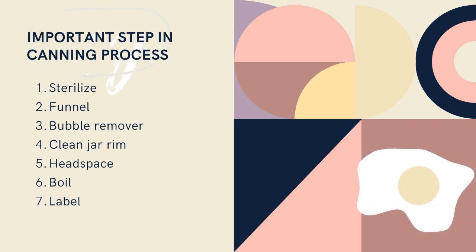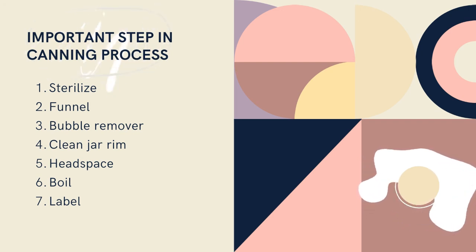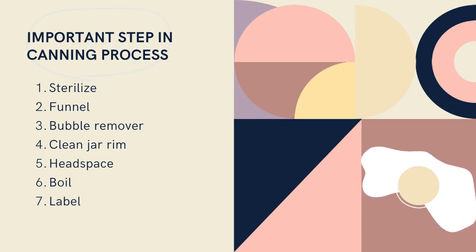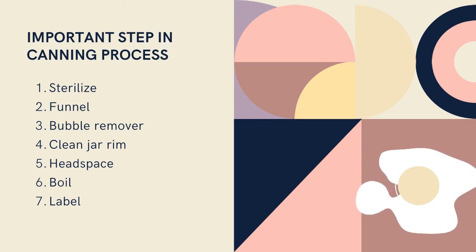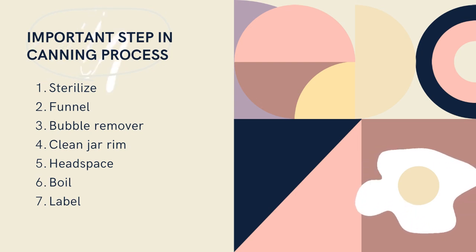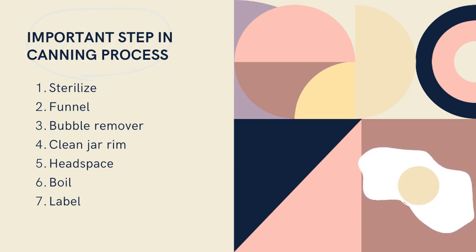And the fourth one is clean the jar rim, followed by heat space because normally food will expand as the jar is heated. Next is boiling the can to kill all the bacteria cells. And the last one is to label each can for best use.